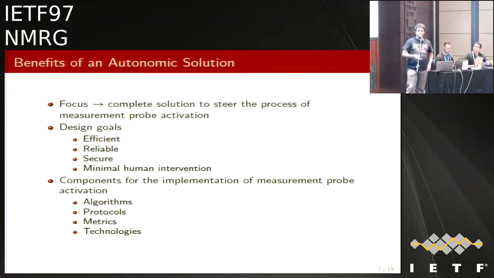So the benefits of having an autonomic solution for this problem is to steer the process of defining the measurement probes and the measured flows in an automatic way. And the design goals for such a solution are that it should be efficient, reliable, secure, and should minimize the human intervention. In order to have a solution like this, it's necessary to have algorithms, protocols, metrics, and technologies to build a complete solution for this problem.